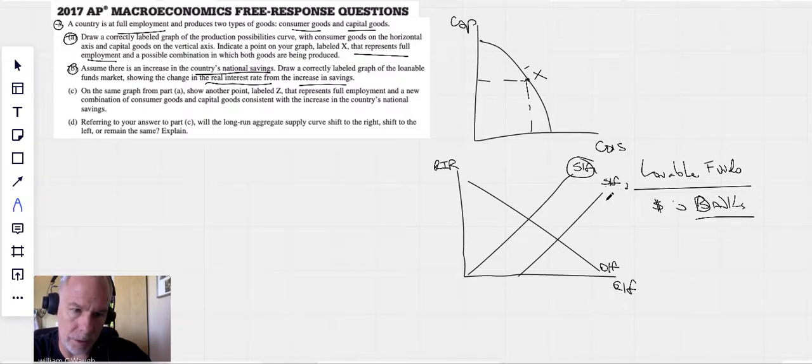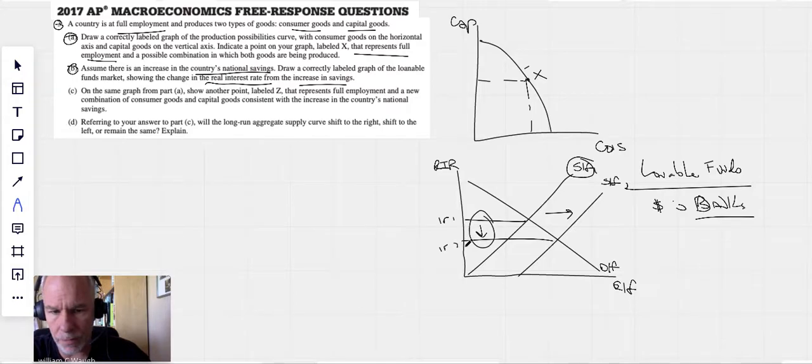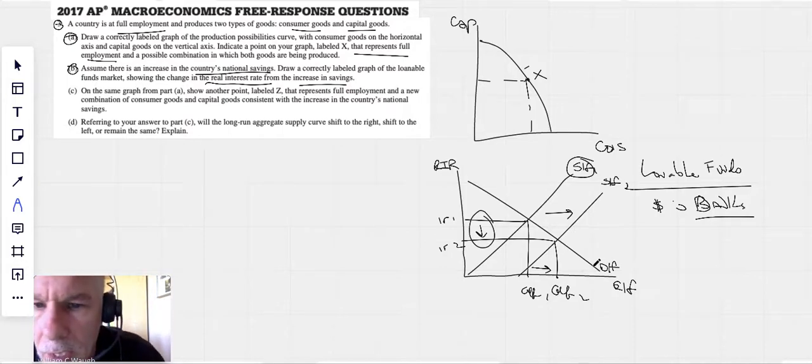That is S1, that is S2. Show some arrows showing that shift. We need some lines showing what's happening to our real interest rate. That's really what everybody's concerned about. We could do this IR1, maybe IR2. Don't forget to show some arrows showing the quantity of loanable funds. Obviously, people are putting more money in the banks, so that's going to increase the quantity of loanable funds. All right, real interest rate is obviously decreasing.